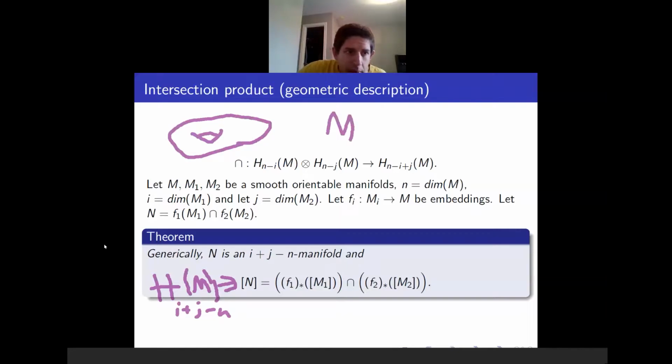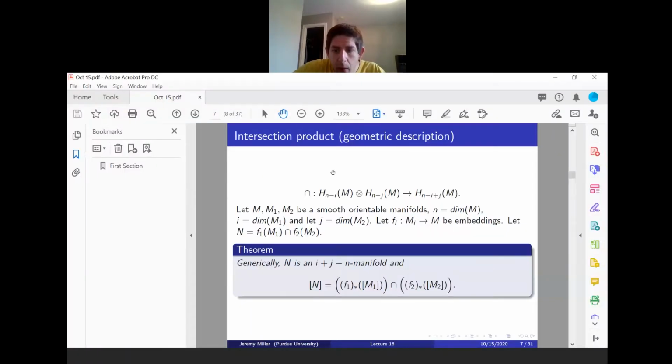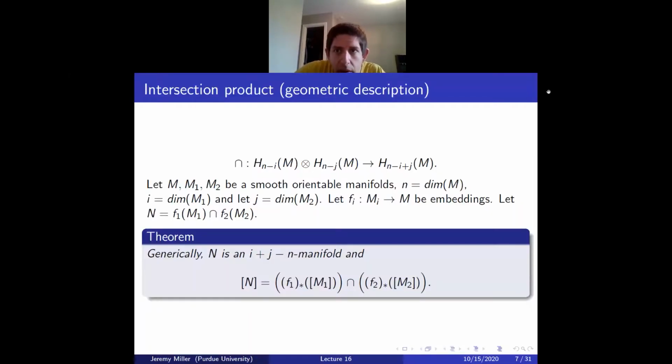Maybe I'll draw a terrible picture. The purple is M, and let's say M1 in gray. Oops, I don't know why the picture disappeared. Sorry, let me redraw this picture. Okay.